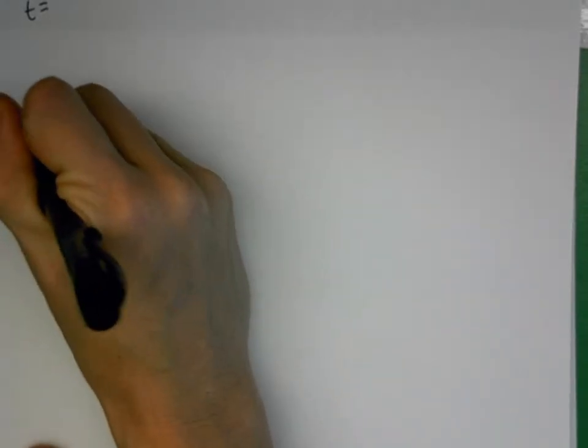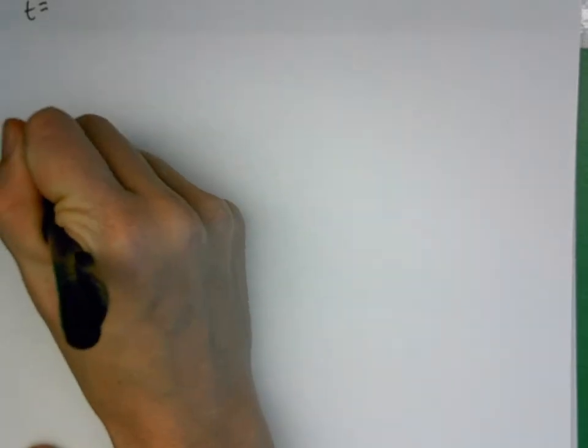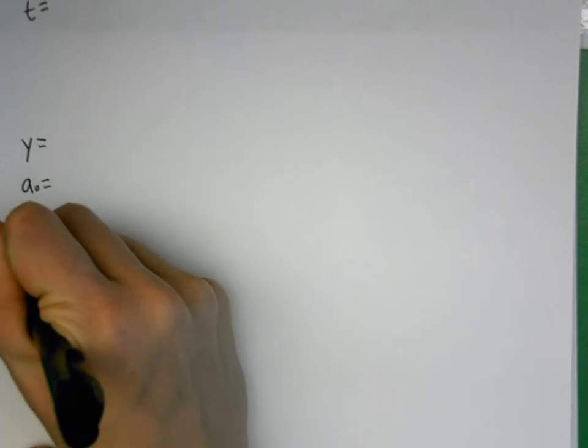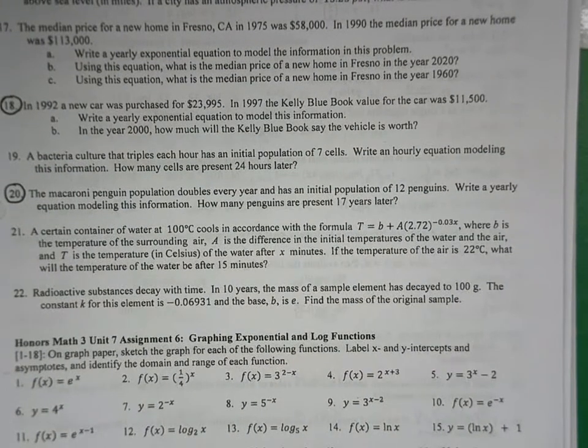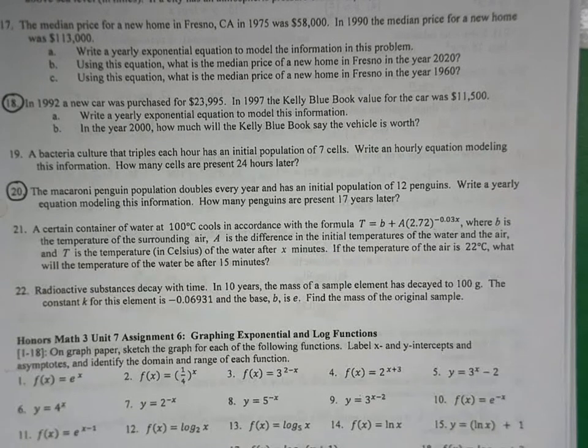So here we go. Those same values: Y, A naught, our B, K, and T. So A naught, the initial value. Go ahead and take a look at that problem one more time. What's the initial value? Initially we have 12 penguins.